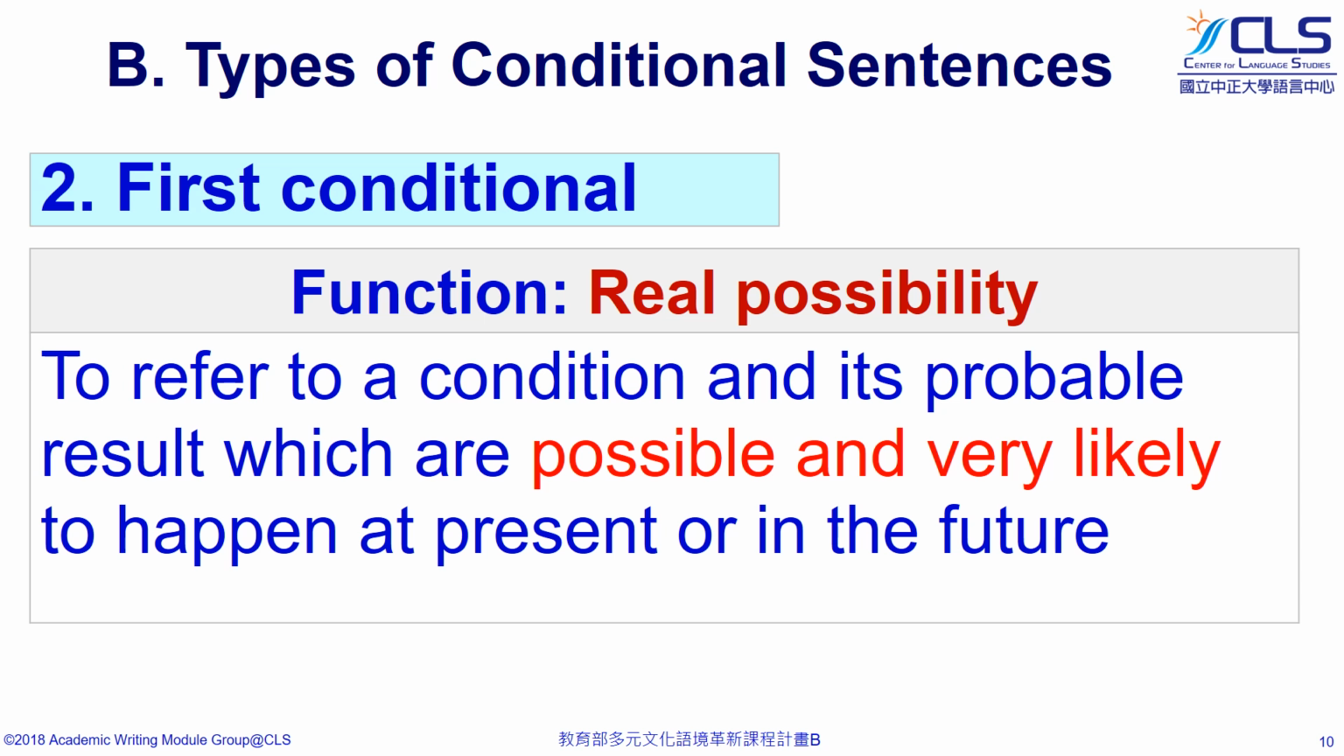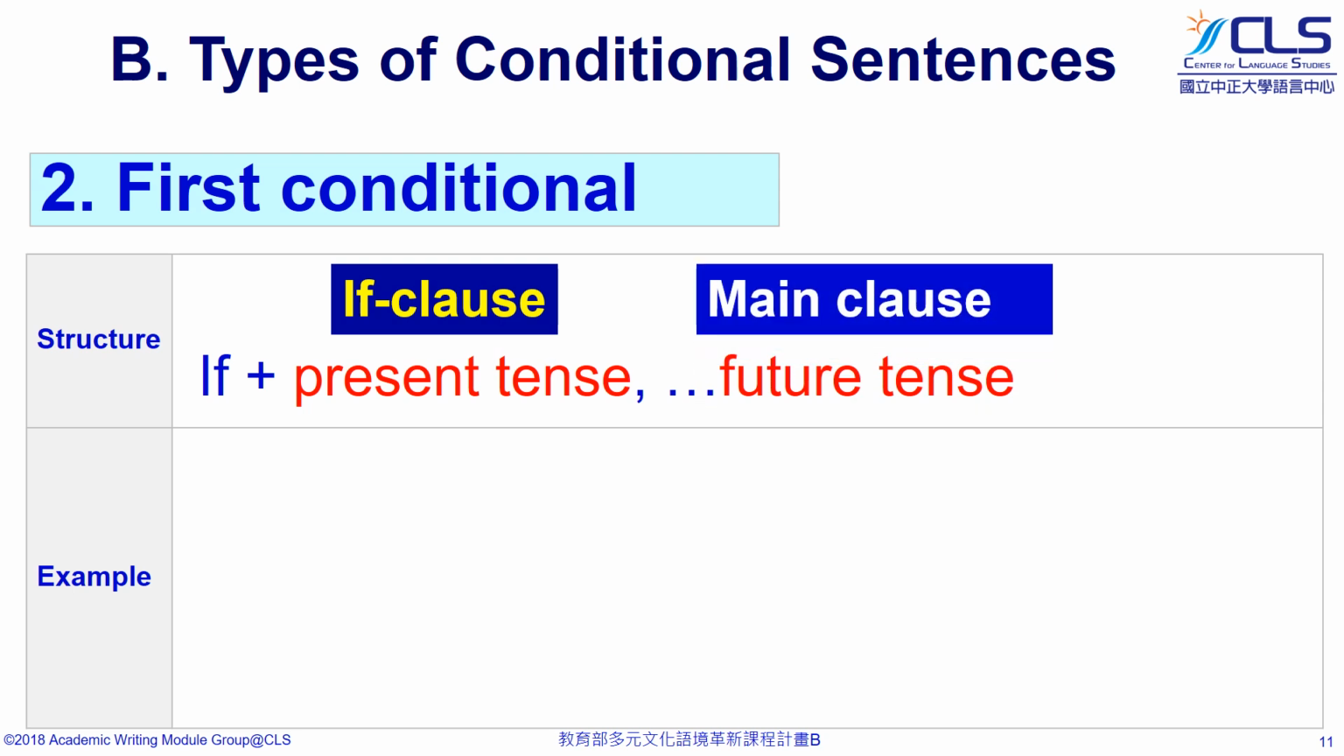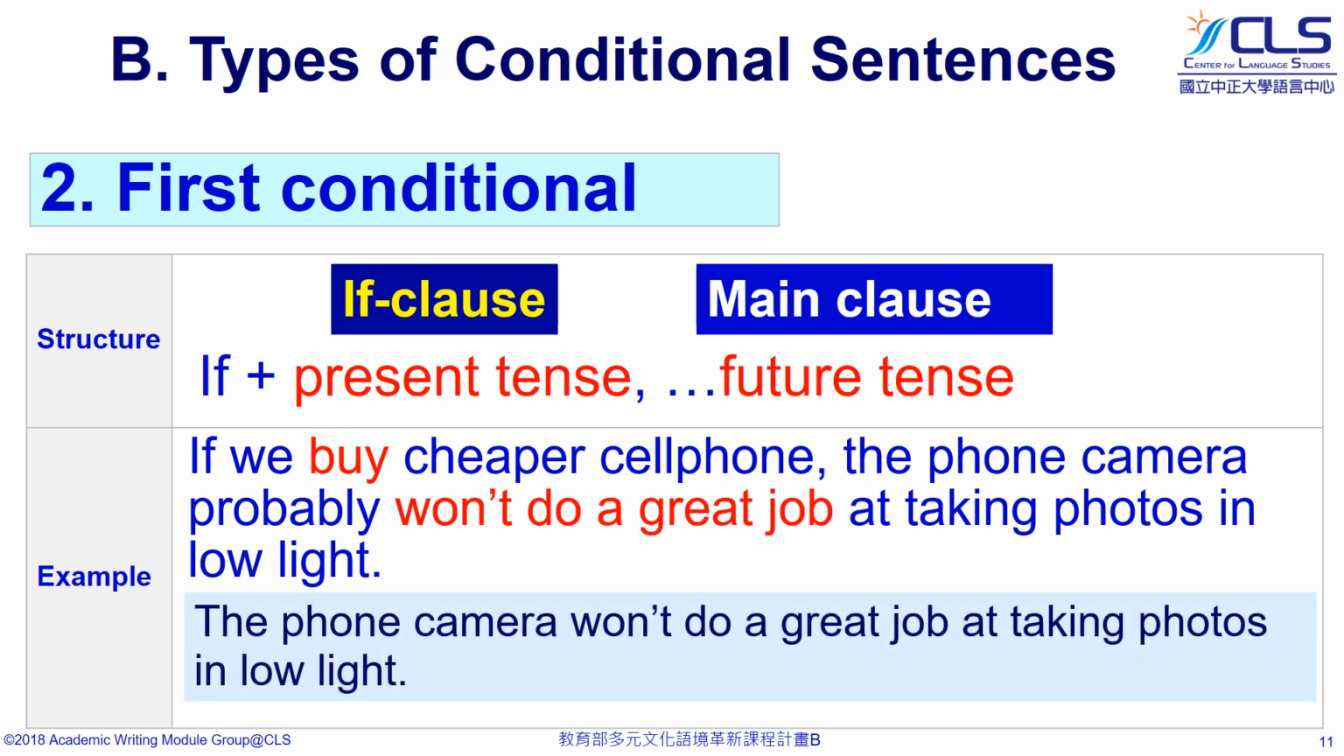Second, first conditional is used to show real possibility. It refers to a condition and its probable results, which are possible and very likely to happen at present or in the future. Present tense is used in the if clause and the future tense is used in the main clause. As can be seen in the sentence, buy is used in the if clause, while won't do a great job is used in the main clause.